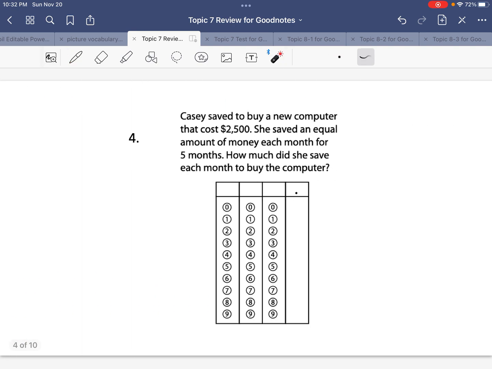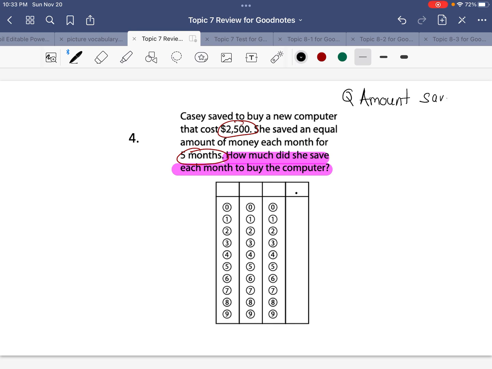4 says Cassie saved to buy a new computer that cost $2,500. She saved an equal amount of money each month for 5 months. How much did she save each month to buy the computer? So I'm going to do my cube, circle my important numbers, 2,500, 5 months. I'm going to underline my question: how much did she save each month to buy the computer? I'm going to rewrite my question. It's looking for amount saved each month.